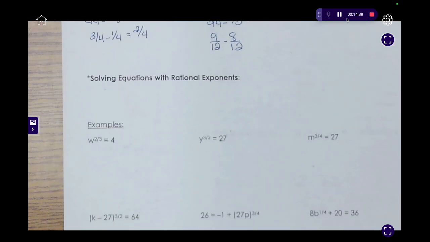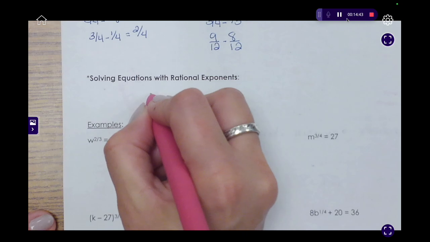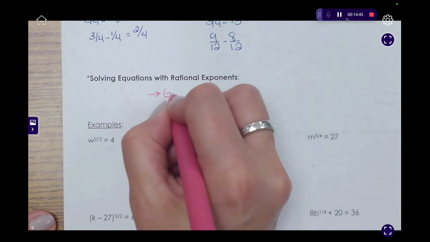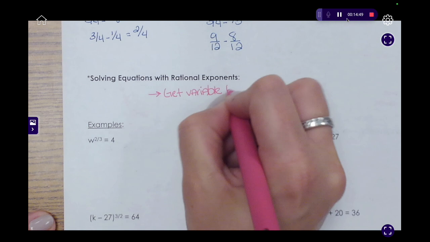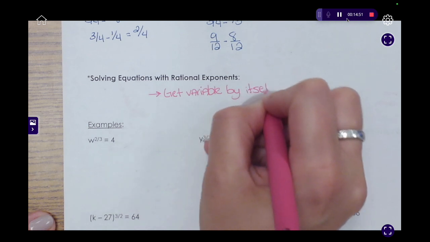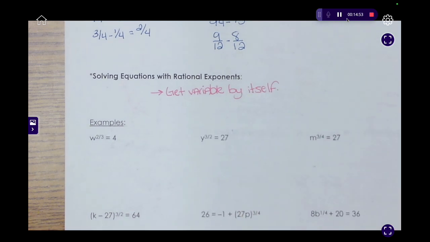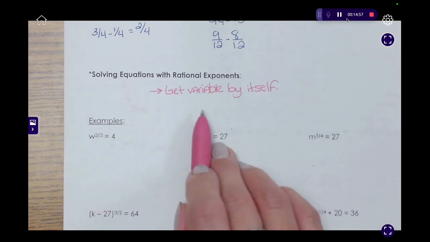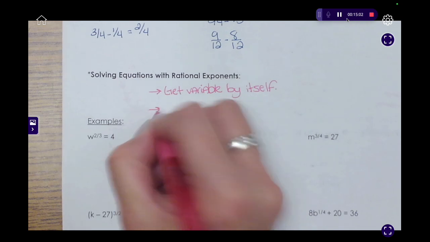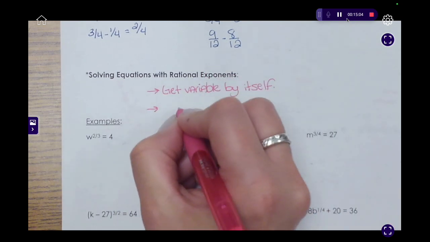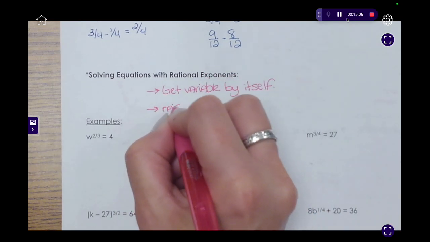All right, last little part, we are going to be solving equations with these rational exponents. You're going to solve them like a normal equation. You do want to get the variable by itself. So just like with any other equation, if they're adding, you're going to subtract. If they're multiplying, you're going to divide. We're going to get that variable by itself. With these fractional exponents, to get rid of those, all you're going to do is raise it to the reciprocal.